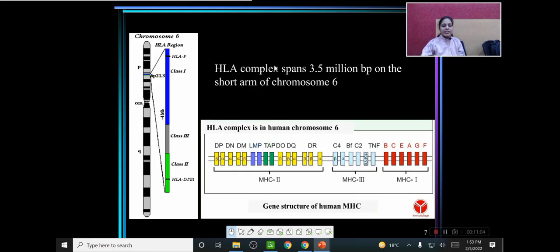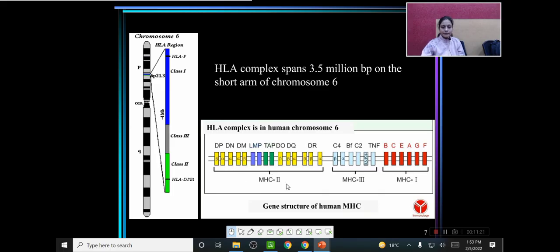So this HLA complex spans 3.5 million base pairs. What? 3.5 million base pairs on the short arm of chromosome number 6. The HLA complex is in human chromosome 6.